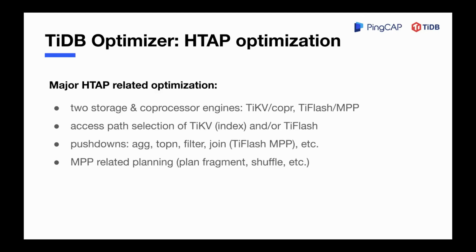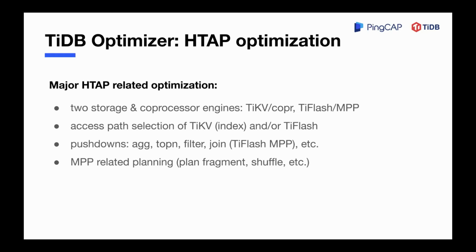And here are some optimizations we have been doing for HTAP related query optimization. The first one is that we need to choose the storage, right? We need to have the ability to choose either the column store or the row store, and then we use our optimizer costing to differentiate the choices to find the best one. The second one is access path selection: whether we use the TiKV index or the TiFlash column.